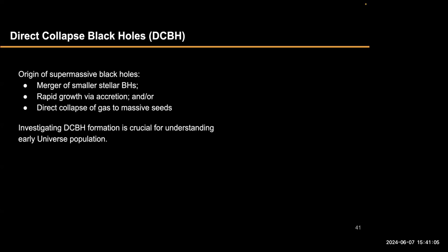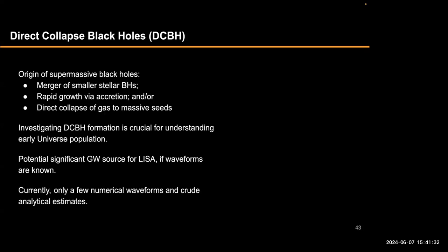So it's very important for us to study how these form in order to understand how their population is in the early universe. Of course, if we understand their formation to a point where we can make predictions, for example, of their waveforms, then in principle, they could also be a significant gravitational wave source for LISA. So not only their merger, but the formation of a single supermassive black hole.